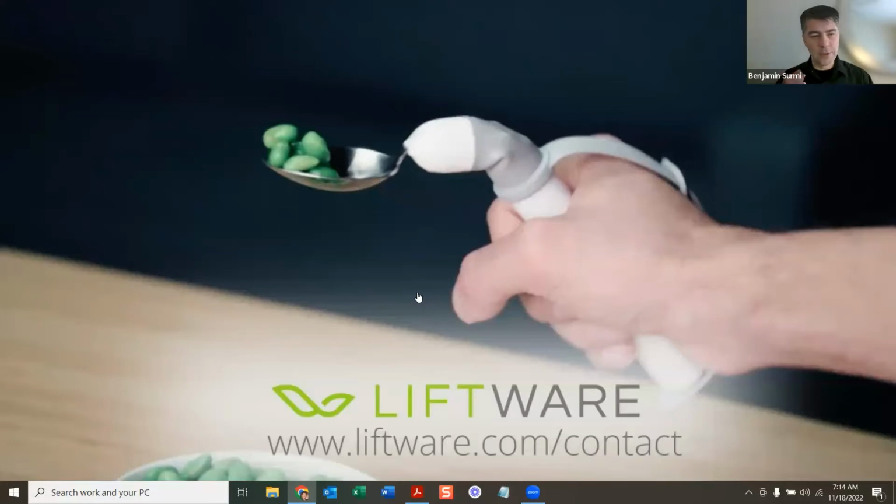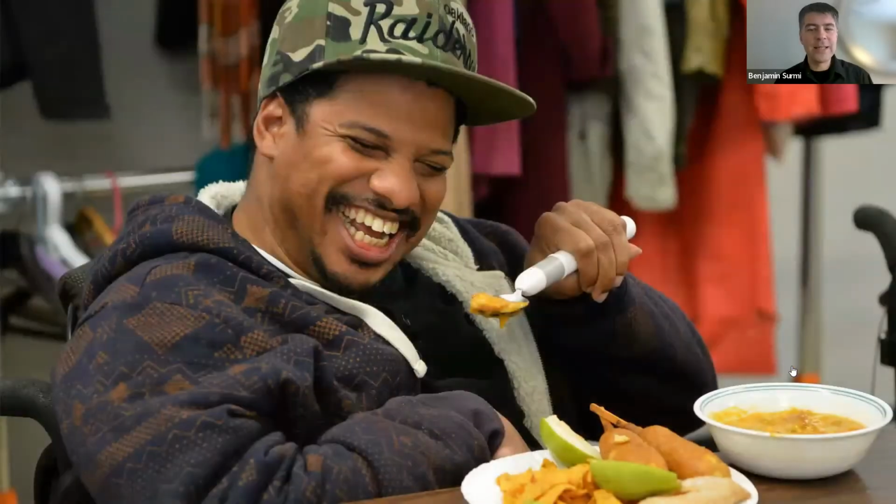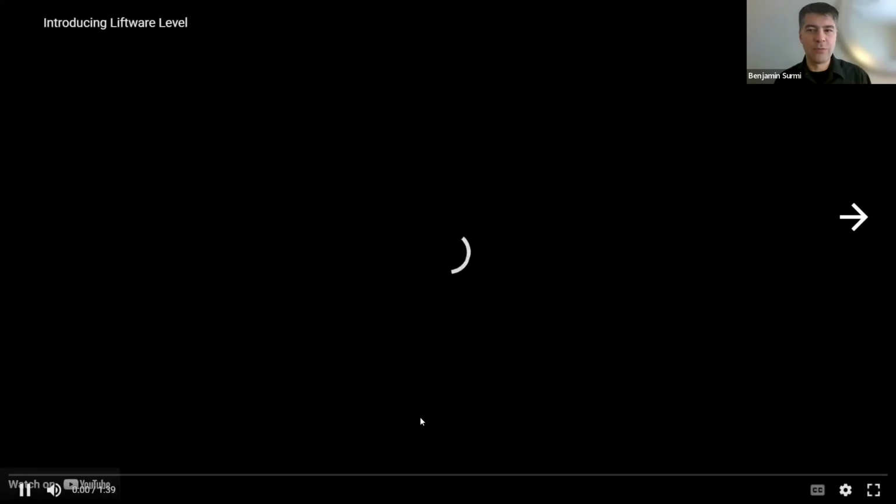Liftware, this is a tool that helps someone who has tremors be able to keep feeding themselves. As you can see, no matter which direction the hand moves, the spoon stays level. So someone who's having trouble feeding themselves is able to feed themselves better because this kind of tool helps balance out their spoon or their fork so they can feed themselves well.